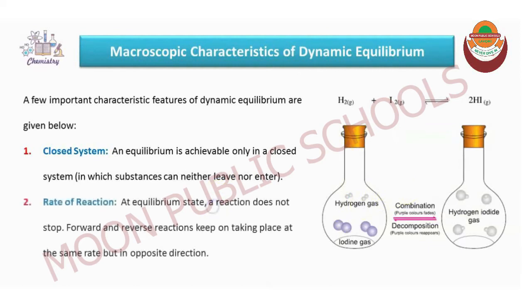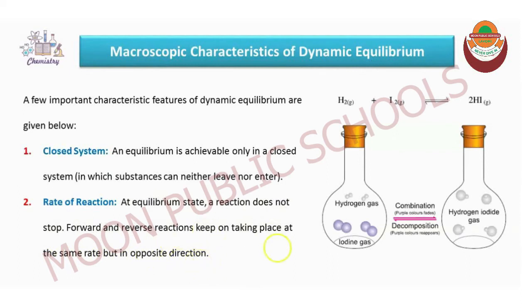So the second point is rate of a reaction. At the equilibrium state, a reaction does not stop. Forward and reverse reactions keep on taking place at the same rate but in opposite directions. What is its meaning, or what is its explanation? A reaction does not stop. You can see in dynamic equilibrium, the reaction will not stop.